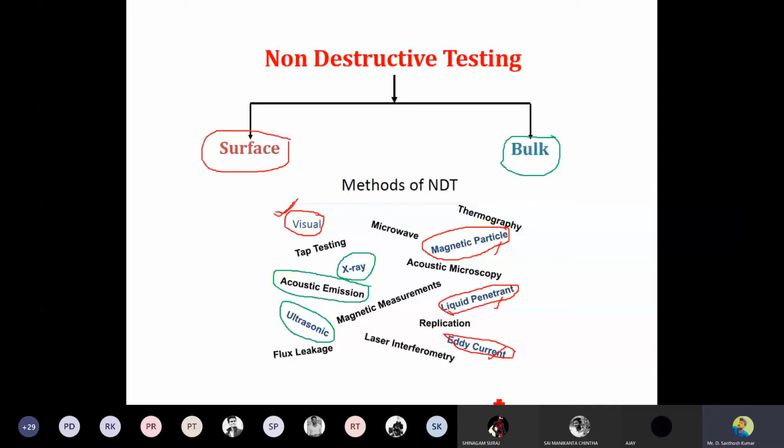These are all certain techniques. But for example, if you consider ultrasonic, ultrasonic is a versatile method which can do both surface NDT as well as bulk NDT. So both are possible with ultrasonic.